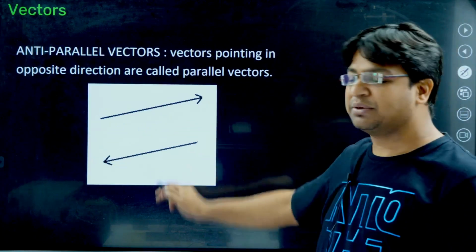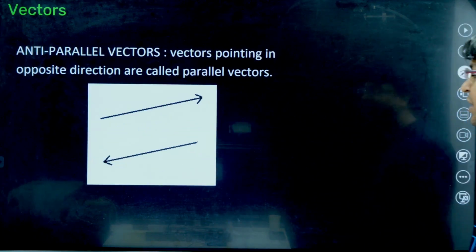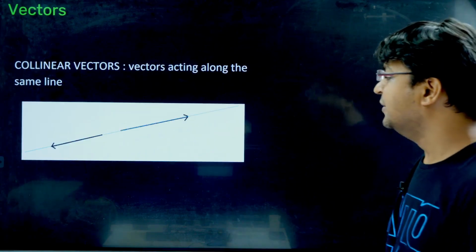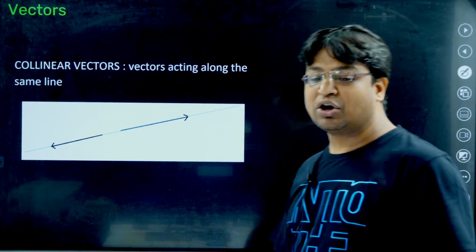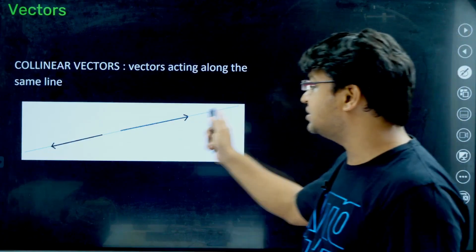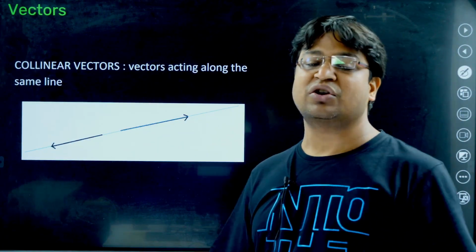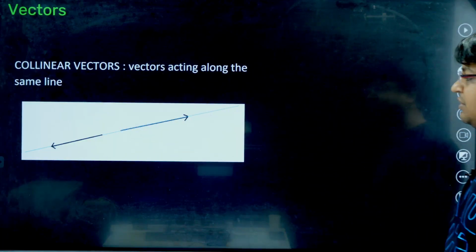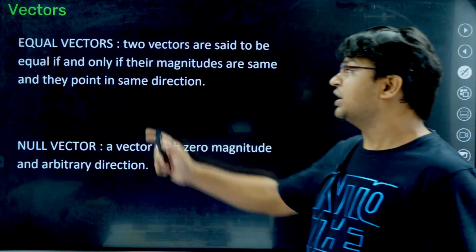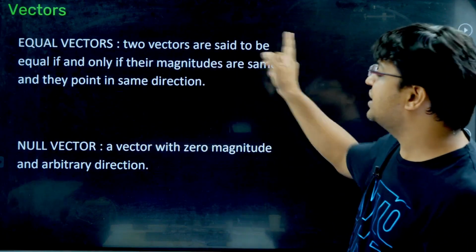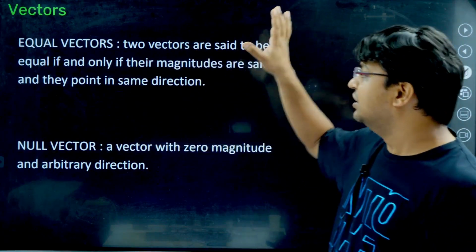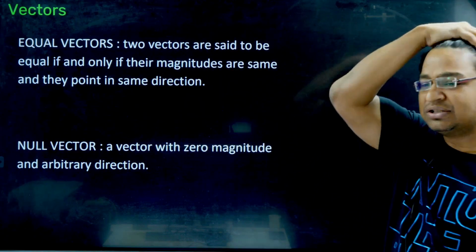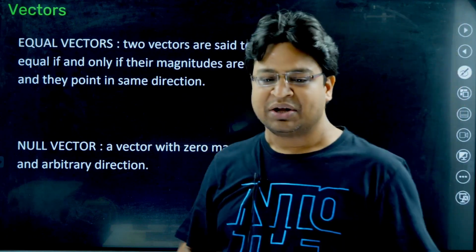Anti-parallel are the ones which are pointing in the opposite direction. So this is parallel and this is anti-parallel vectors. Then if the two vectors are present on the same straight line, then such vectors are called collinear vectors. All right. So what are equal vectors? If two vectors have the same magnitude and the same direction, then only we call those vectors equal vectors.